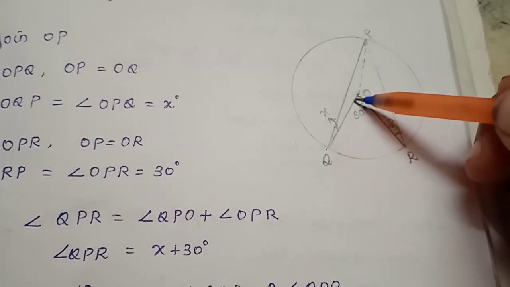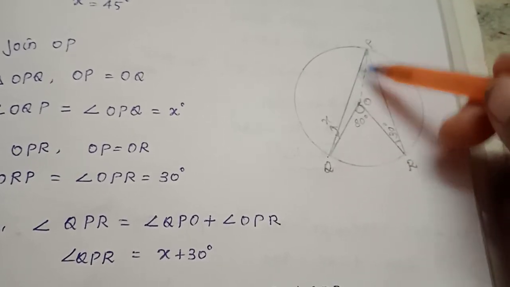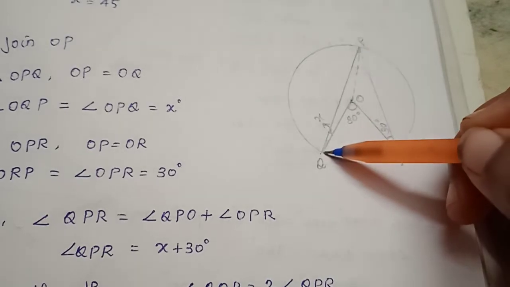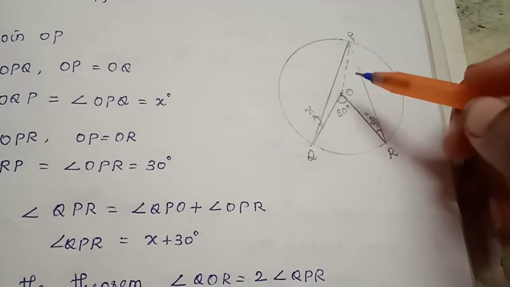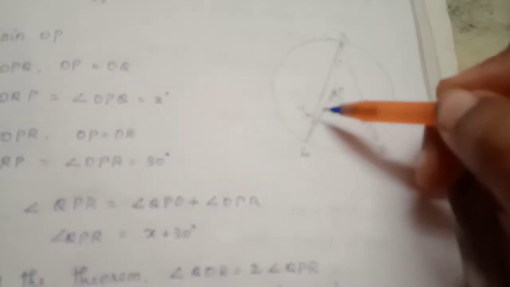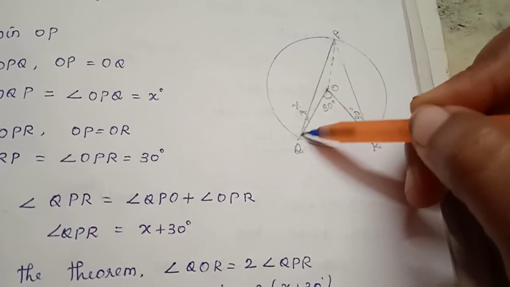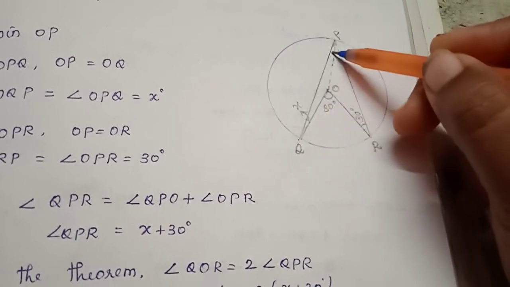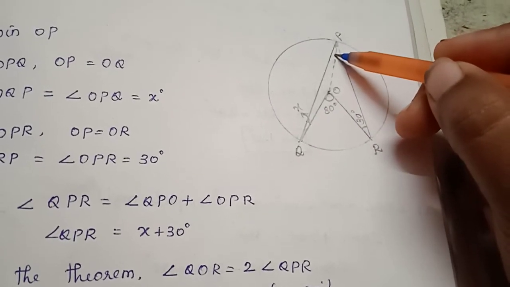So first I am taking this triangle OPQ. In this triangle, since these two sides are equal, we have a theorem, a proved statement, that in an isosceles triangle, if two sides are equal, then the angles opposite to the equal sides also will be equal. So the angle opposite to the side OP is angle Q, and the angle opposite to OQ is angle P, this angle. So if it is x, then this also will be x only.